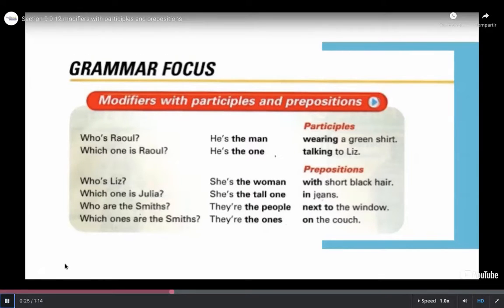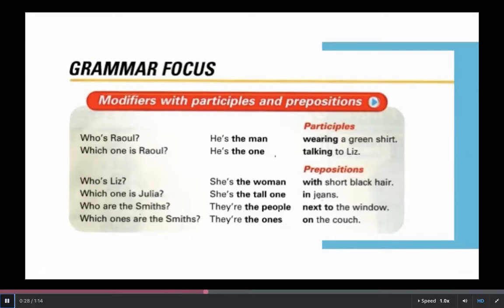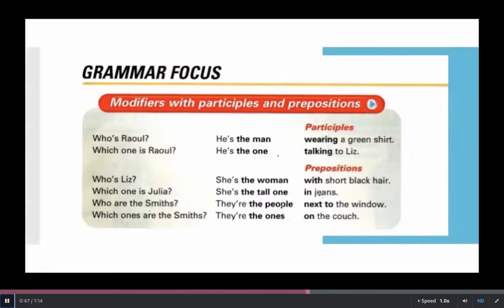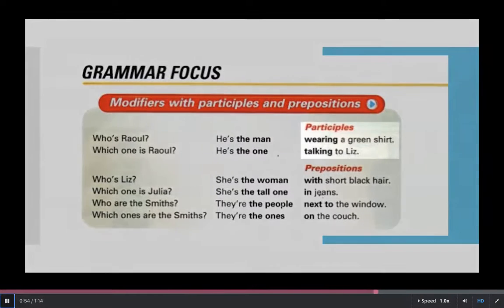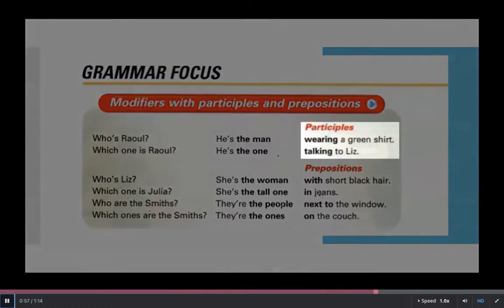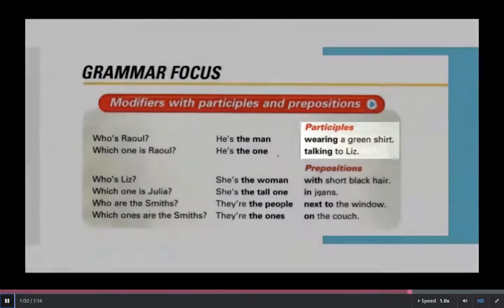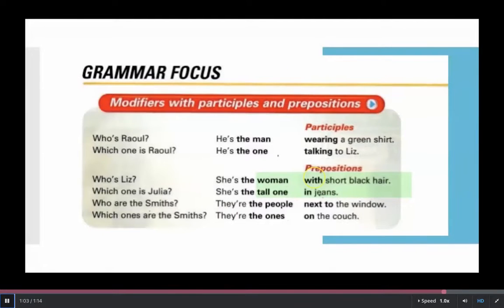Who's Liz? Prepositions. She's the woman with short black hair. Which one is Julia? She's the tall one in jeans. Who are the Smiths? They're the people next to the window. Which ones are the Smiths? They're the ones on the couch. When we use modifiers with participles, this is how we use them. A participle is used before a noun and they modify it. They finish with ing, but they are not verbs. They are adjectives. Notice we use prepositions along with more information to modify the noun. In this case, the noun woman. When we use modifiers with prepositions, they go after a noun.